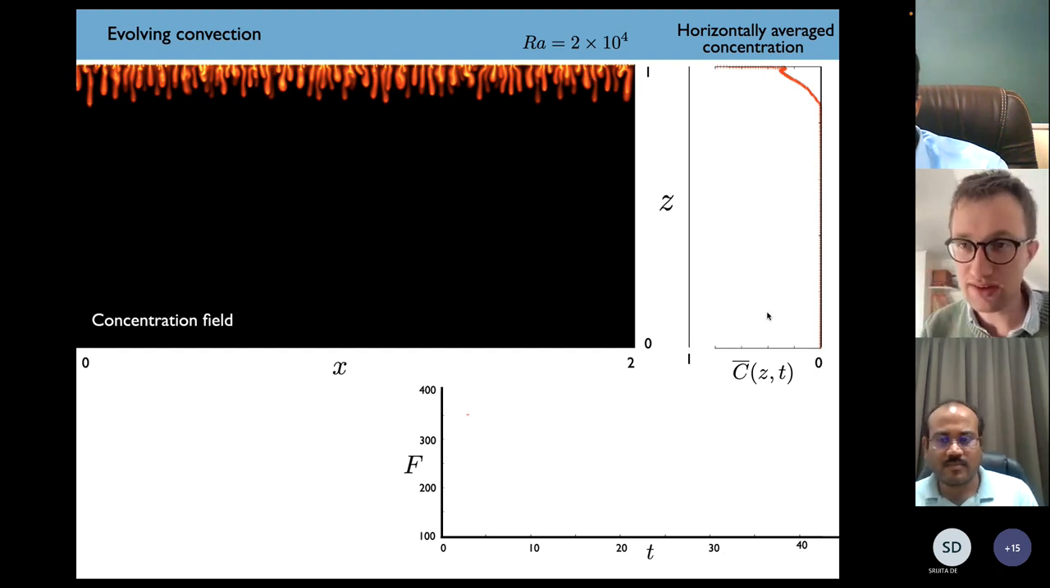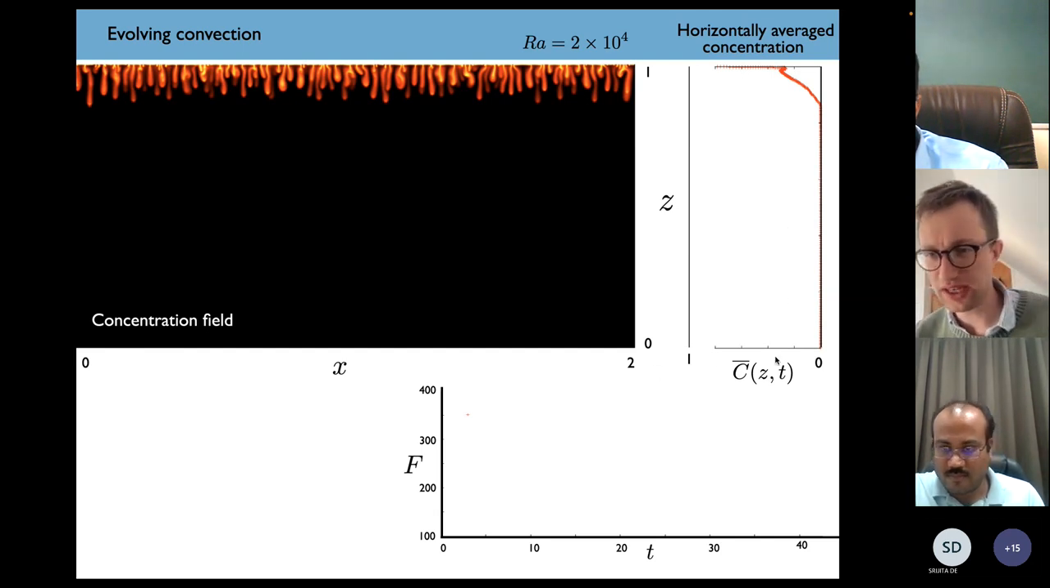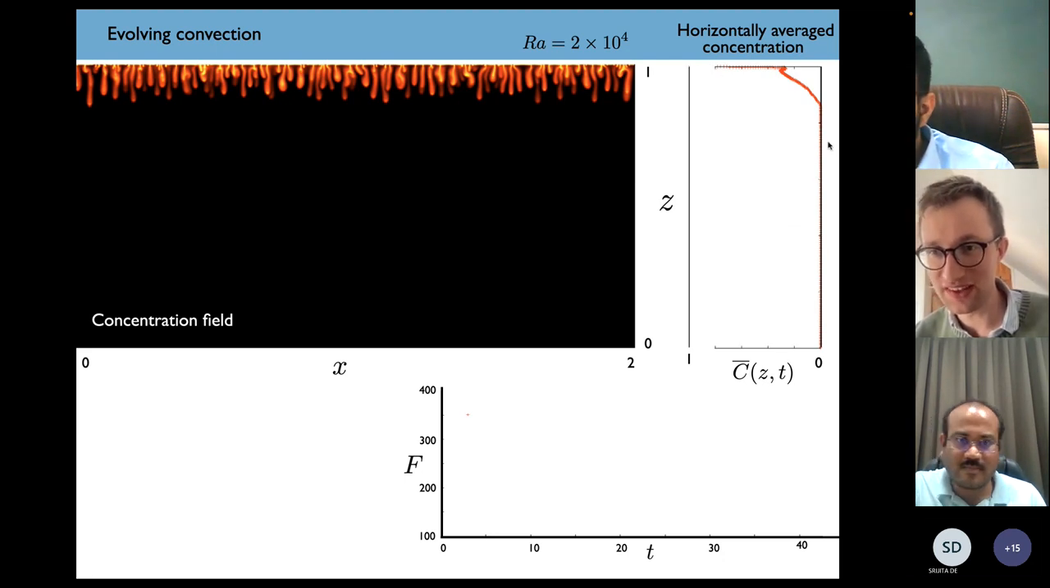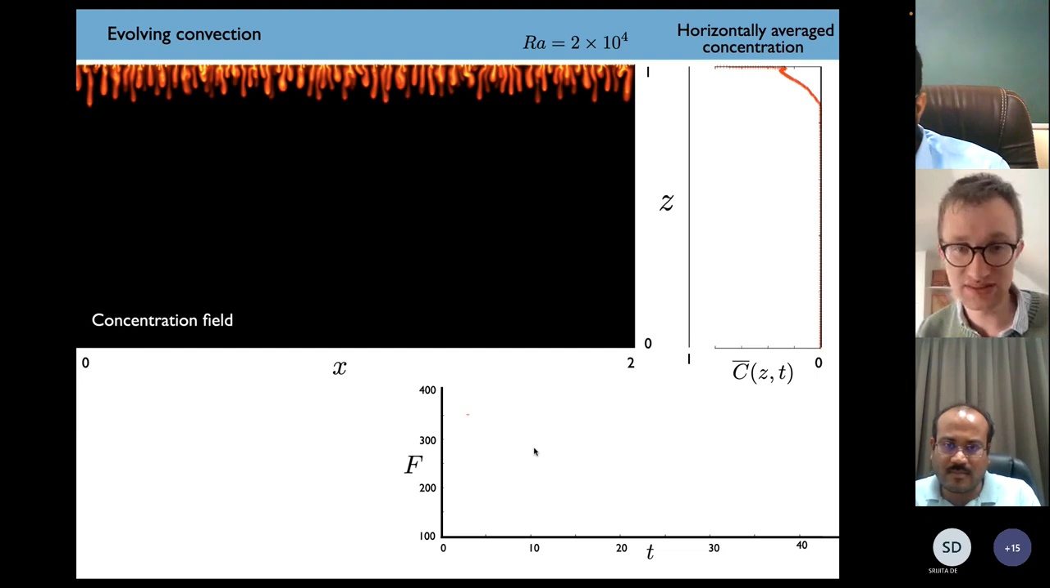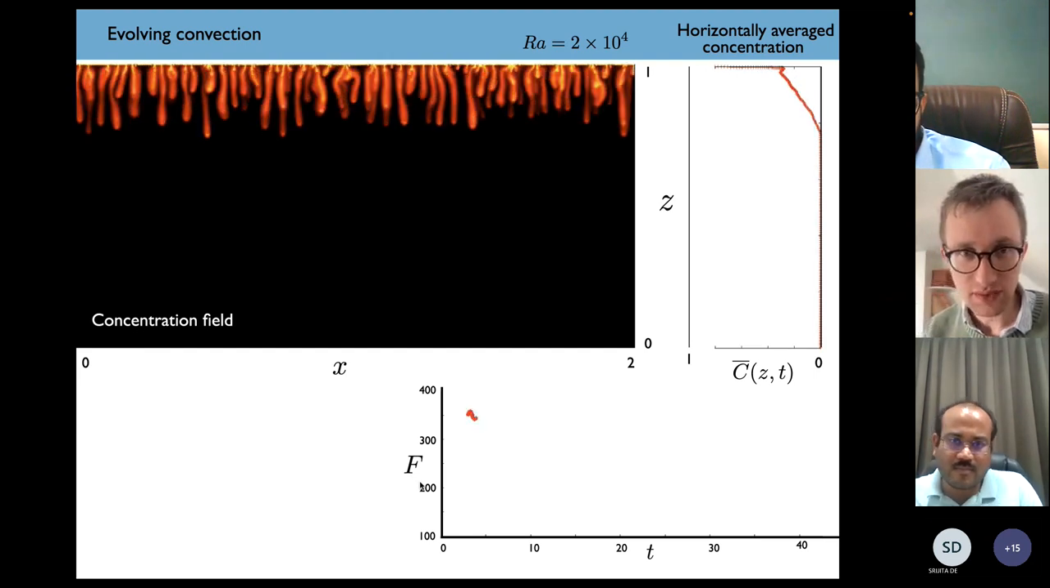I'm also going to show on the right here the horizontally averaged concentration. It's slightly weirdly set up here, so one is on the left and zero is on the right. It's kind of the wrong way around on these axes. But as a function of depth, the concentration is one at the top, shown the wrong way around, and zero in the interior. And on the bottom, I'm going to plot, evolving over time, what the convective flux, the flux through the top, is for this system. So here it goes.